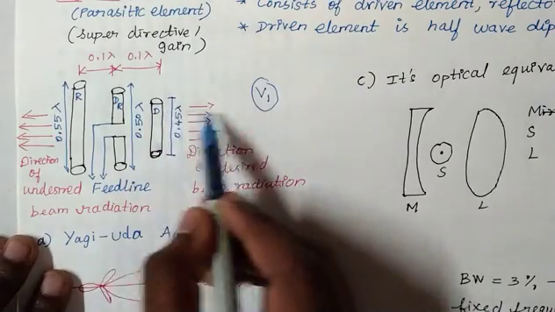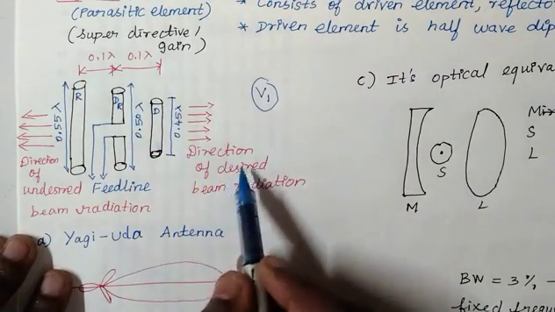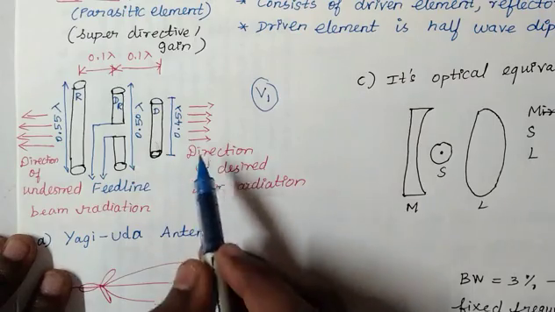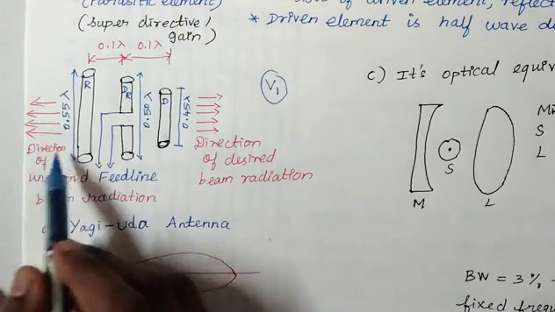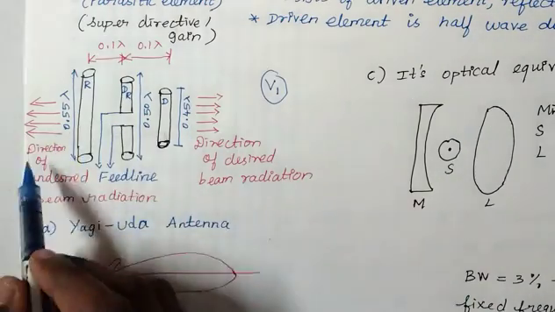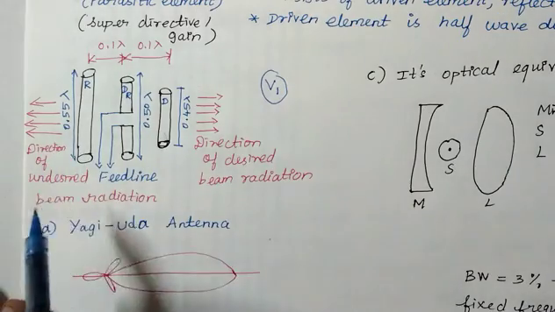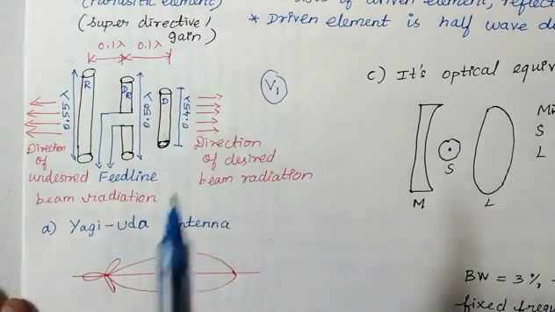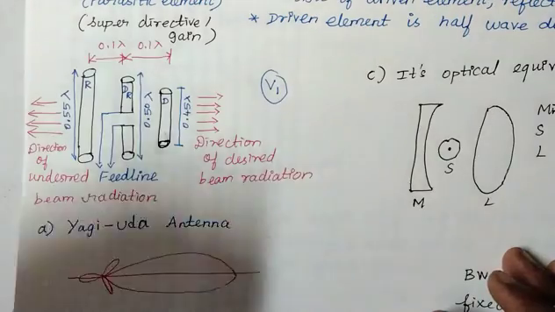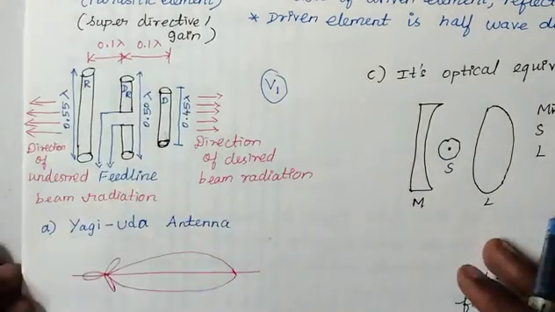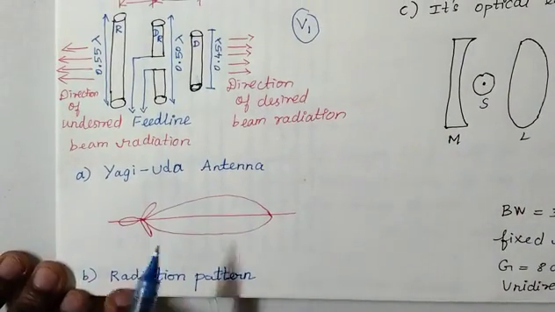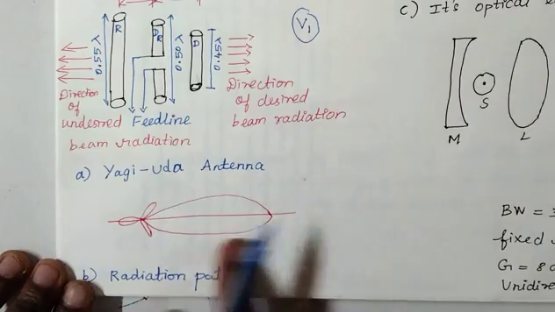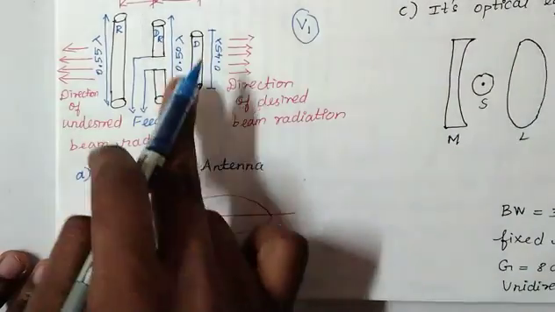From the director it will transmit the desired beam radiation. So the direction of the desired beam radiation is here, and here is the direction of undesired beam radiation. From the reflector we have the direction of undesired beam radiation, and here we have the desired beam radiation. So this is the diagram for your Yagi antenna. Correspondingly we have to find its radiation pattern. We will get the maximum radiation in the direction of the directors.